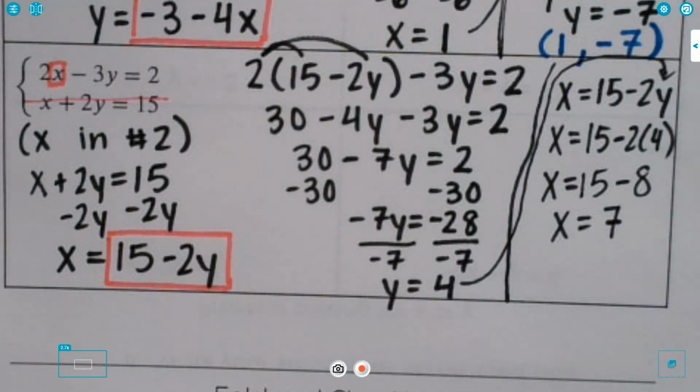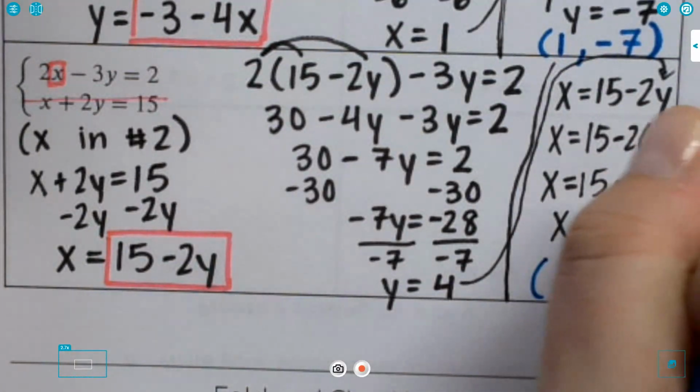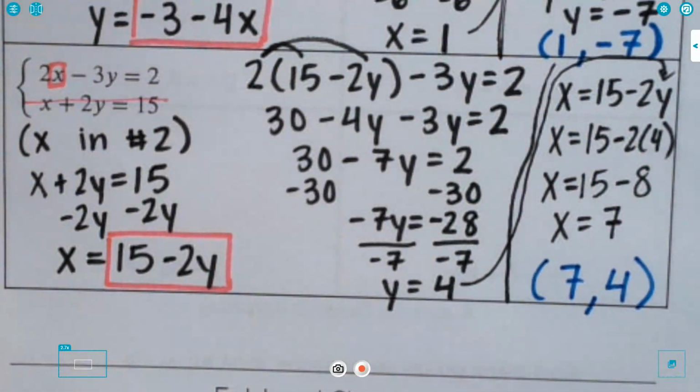Okay. What would our answer be as an ordered pair? 7, 4. X always has to go first. So our answer as an ordered pair is 7, 4. Go ahead and glue in your notes and then freeze, because I want to show you how to check this. So I'm going to give you 45 seconds to glue. Glue expeditiously, please.